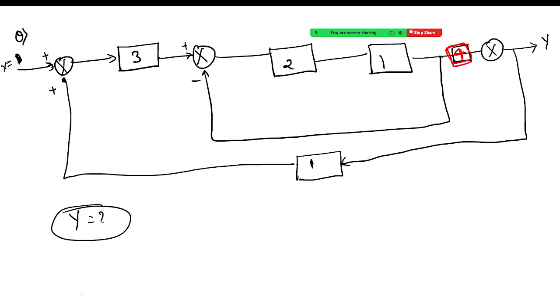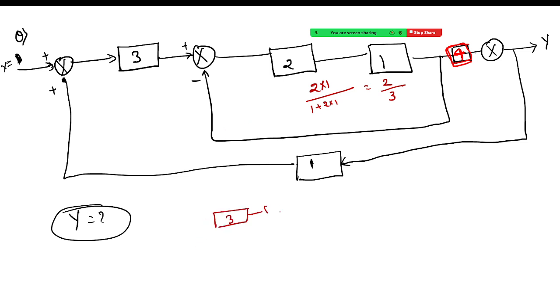So again, this is very easy. So I told you if there is a multi-loop, then first we'll solve this small loop. So what is the transfer function of a small loop? That is 2 multiplied with 1 divided by 1 plus 2 into 1. So that is equal to 2 divided by 3. So then this loop will vanish and this loop will look like this one.